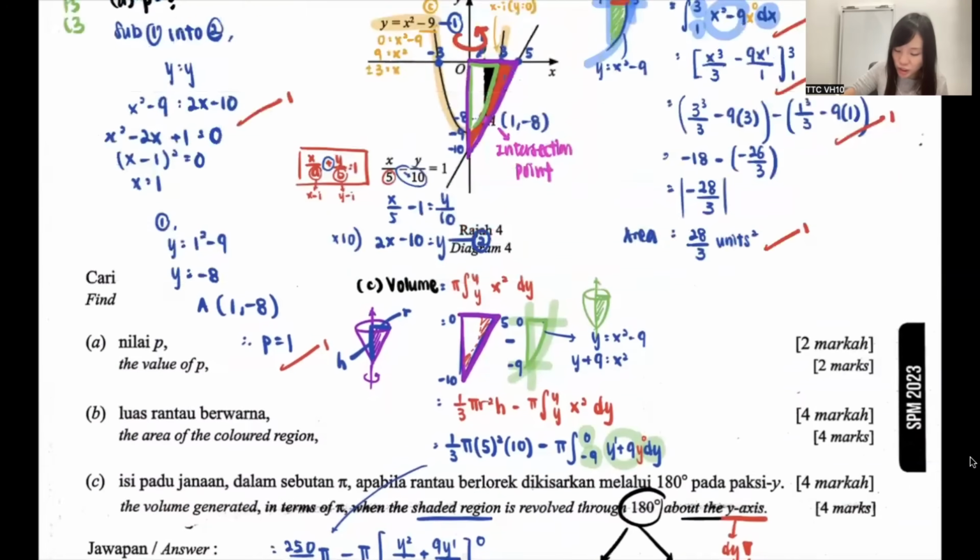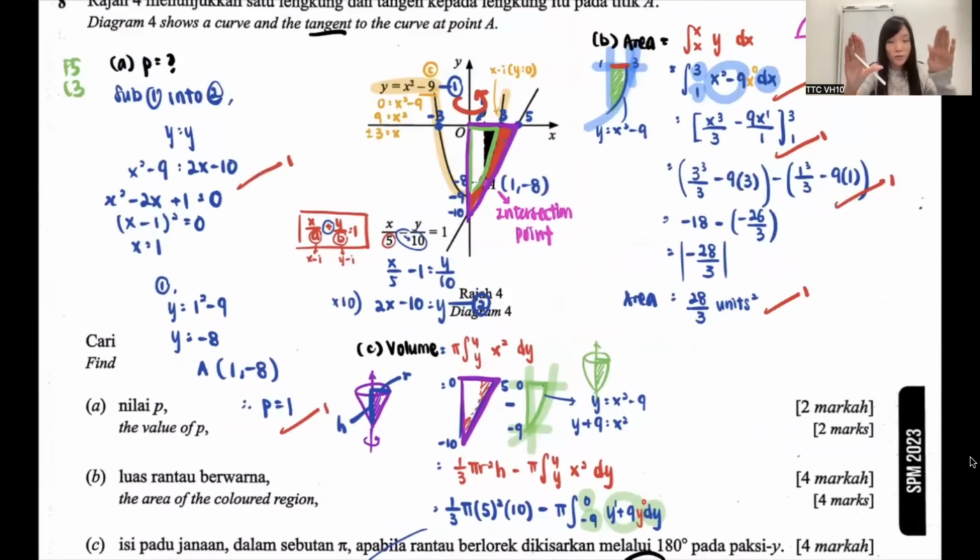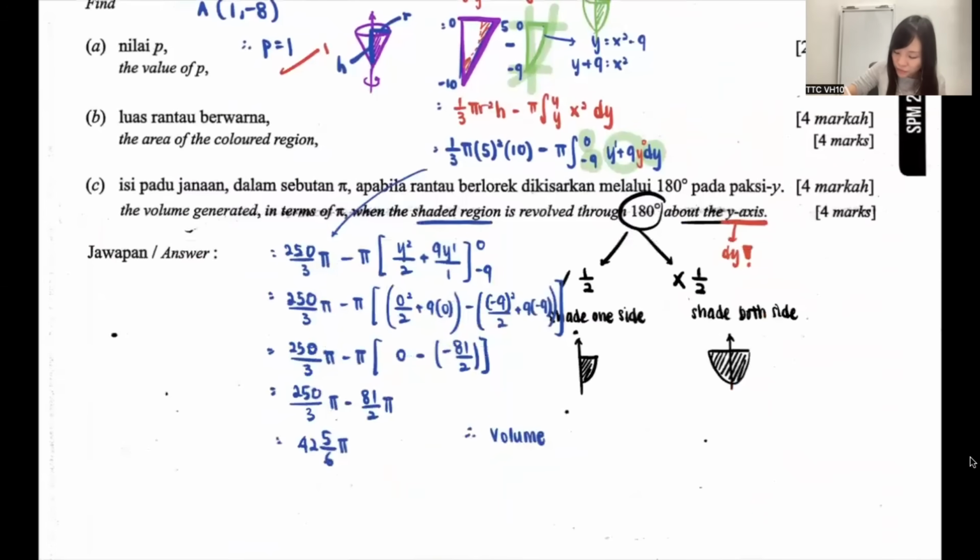The shaded region, actually they shade one side or both sides? They shade only one side. So if they shade only one side, they say they turn 180 degree. Isn't it that means legit they are half of the solid? Half of the solid, that means you should take your answer times 1 over 2, because the answer you guys getting is for one whole solid. But now you are legit just half of the solid. So divide by 2. So I guess getting the answer 21 5 over 12 pi units cube.